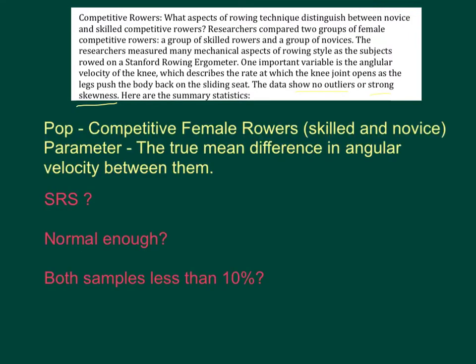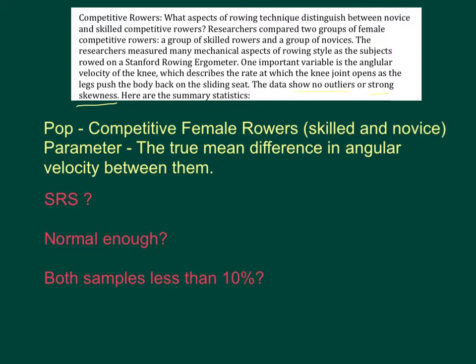First, we'll identify our population. The way I see it, it's competitive female rowers, both skilled and novice. And the parameter that we're discussing about them is the true mean difference in angular velocity between them. And I'm going to be honest up front, not exactly sure what kind of units we're using here. We'll just use the word units.